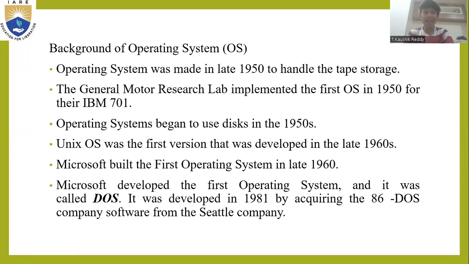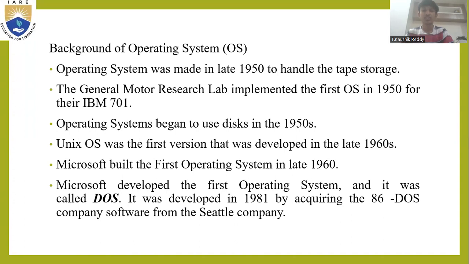Next, the background of operating systems. So how does the operating system work? Let's know the background of the operating system. The operating system was made in the late 1950s to handle tape storage. The General Motors Research Lab implemented the first OS in 1950 for the IBM 701. Operating systems began to use disks in the 1950s.